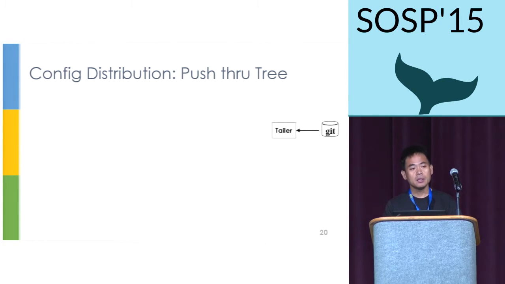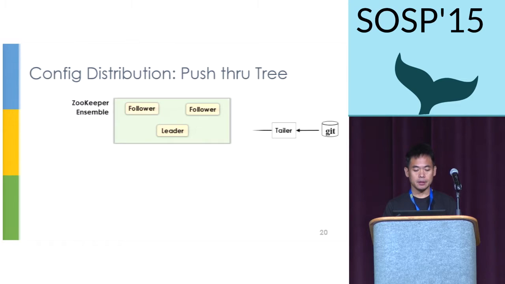The tailer extracts the change and writes it to a ZooKeeper ensemble. The leader and the followers in the ensemble run a consensus protocol among themselves. So as a result, the data is strongly consistent and also highly available. If the leader fails, one of the followers will be converted to a leader.